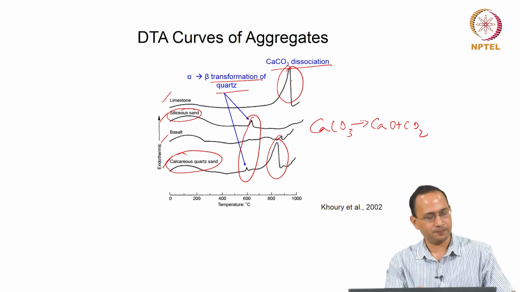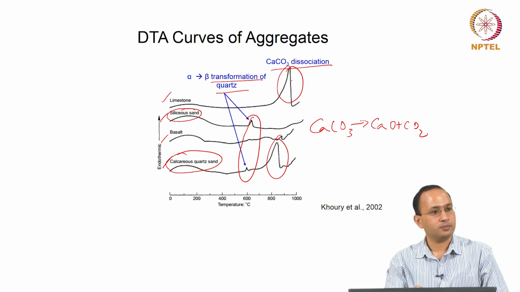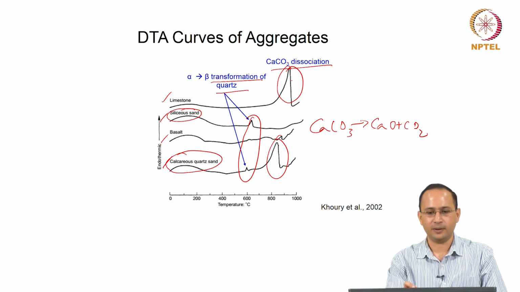That is the idea. So can we also determine this for coarse aggregate? Yes. For that, in sample preparation we have to make a powder. You will have to make a small powder, basically a few milligrams. Okay.